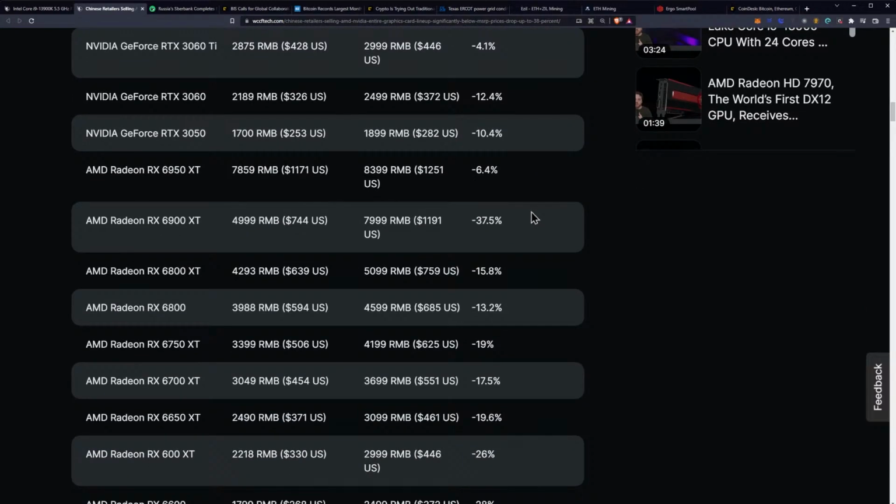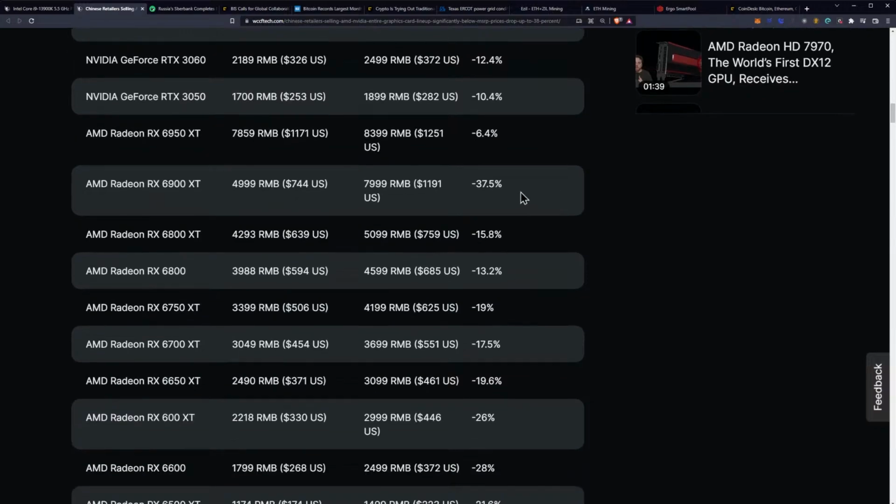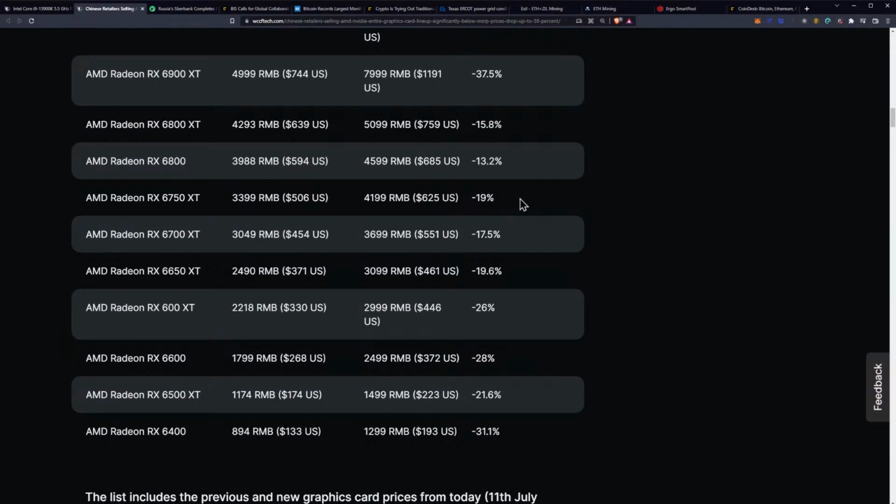And on the Radeon side, your biggest decrease is on the 6900 XT at 37.5% below MSRP. The 6800 XT is at 15% below MSRP. And the 6800 is 13% below MSRP. And the 6750, 19%. And that is also correlated to the 6650 XT, which we could say is a result of their poor performance on mining and way below expectations at this point.